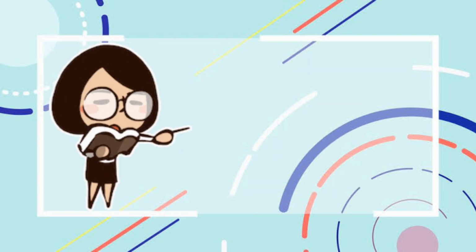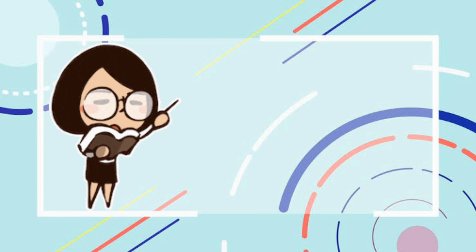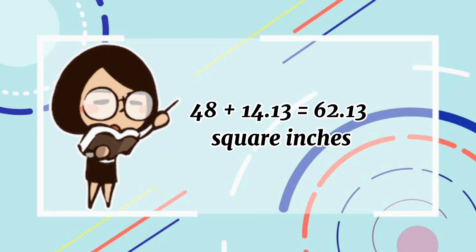We only need the area of a semicircle. Divide the area in half. The area of the semicircle is 14.13 square inches. Now, we add the two areas together. 48 plus 14.13 equals 62.13 square inches. So the area of the entire figure is 62.13 square inches.